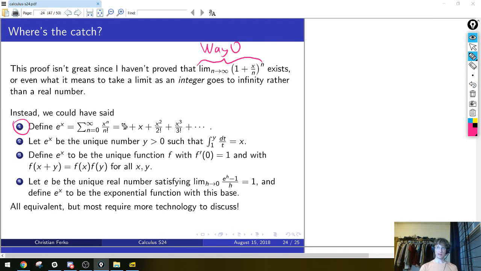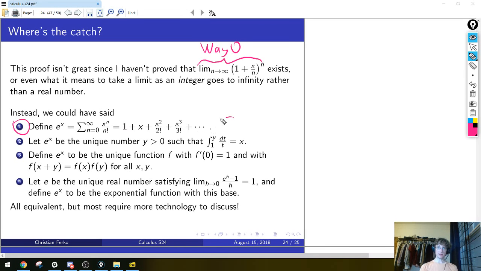So you add up all of the numbers from n equals 0 to infinity. For each n, you take x to the power n and divide it by n factorial. So when n equals 0, this is 1 over 0 factorial, which is 1. When n equals 1, this is x to the 1 over 1 factorial, that's x. Then x to the 2 over 2 factorial, x to the 3 over 3 factorial, dot, dot, dot. It's a very nice definition of e to the x.